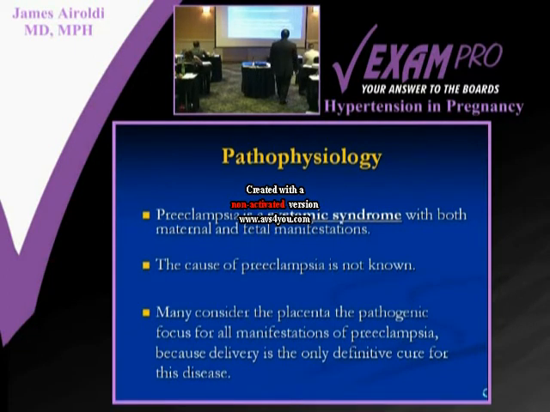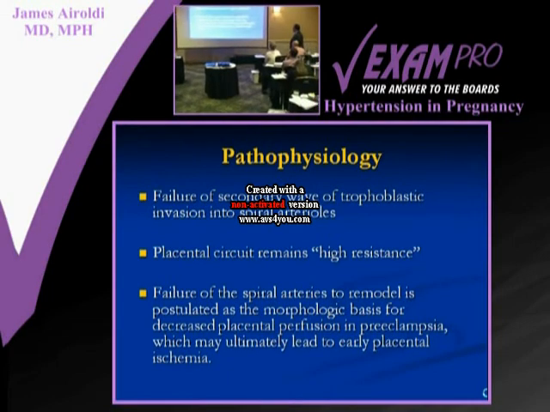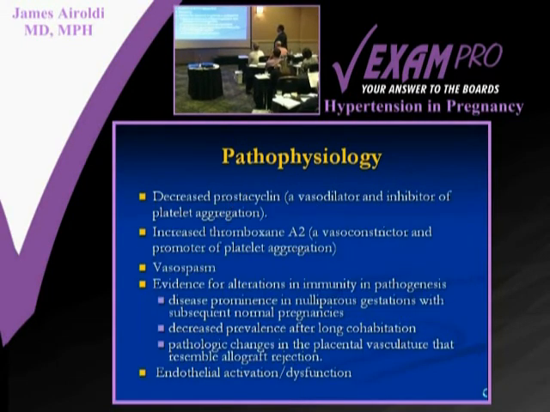Okay, pathophysiology. We know that it's a systemic syndrome with both maternal and fetal manifestations. The cause of this is not known. Many consider that it's the placenta, right? It's the sFlt, it's the VEGF. It's the placenta that causes this. Okay, well, when you take the placenta out, usually everything gets better over the course of a couple of days. So clearly, yes, delivery is the only definitive cure for this disease. Again, this secondary failure of this wave of trophoblasts, which we already talked about.